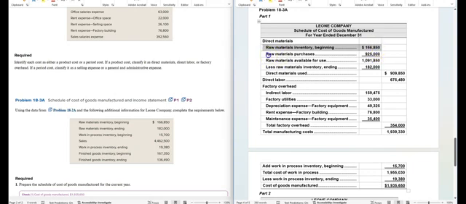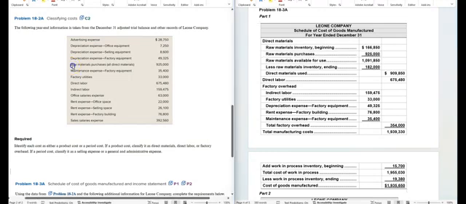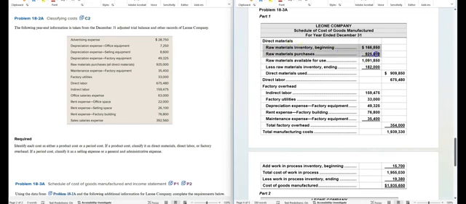Then during the year, we added some purchases. We bought more materials. So let's see where they gave us information. Oh, here we go. Raw material purchases during the year were $925. So we added those purchases to our beginning inventory balance, meaning we had $1,091,850 worth of raw materials available for use in the manufacturing process. This was the cost of all the materials available.